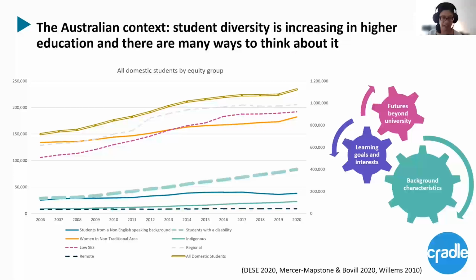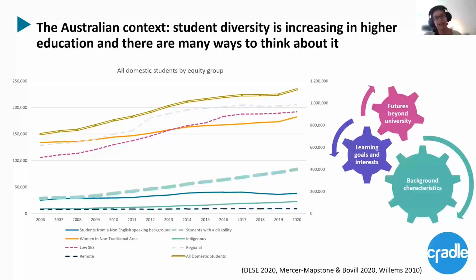equity groups in higher education have been increasing as a proportion of people studying within education, but also that the number of students overall enrolling in higher education in Australia is also increasing. And so you can see that some of these groups, for instance, students with a disability, that large teal dotted line has a steeper trajectory than some of the other groups, such as students from a low socioeconomic status background, which is the pink dotted line closer to the top of the screen, or for instance, women in non-traditional areas looks a little bit more flat. There are also students from remote or regional areas, so living far away from major cities, and Indigenous students, and students from a non-English speaking background represented on that graph.